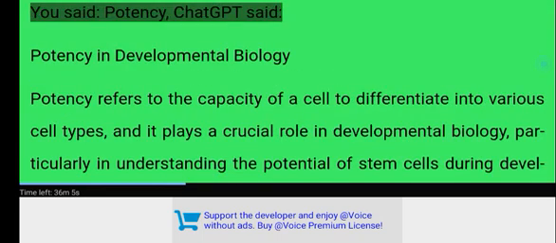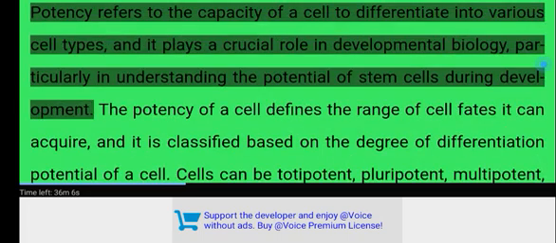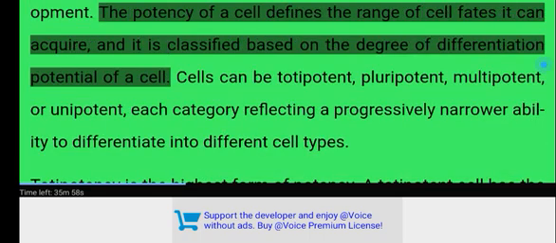Potency. Potency in developmental biology. Potency refers to the capacity of a cell to differentiate into various cell types, and it plays a crucial role in developmental biology, particularly in understanding the potential of stem cells during development. The potency of a cell defines the range of cell fates it can acquire, and it is classified based on the degree of differentiation potential of a cell.